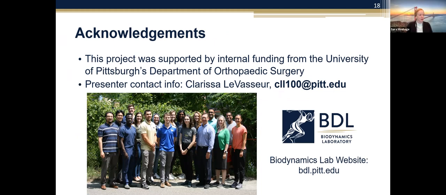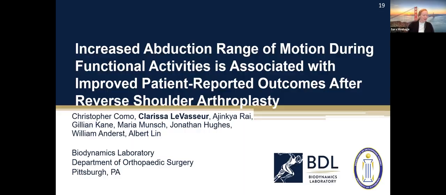Great. Thank you, Clarissa. We'll actually be hearing from her again for the next talk. So this is presented by Clarissa Levasseur, and it's entitled Increased Abduction Range of Motion During Functional Activities is Associated with Improved Patient-Reported Outcomes After Reverse Shoulder Arthroplasty.